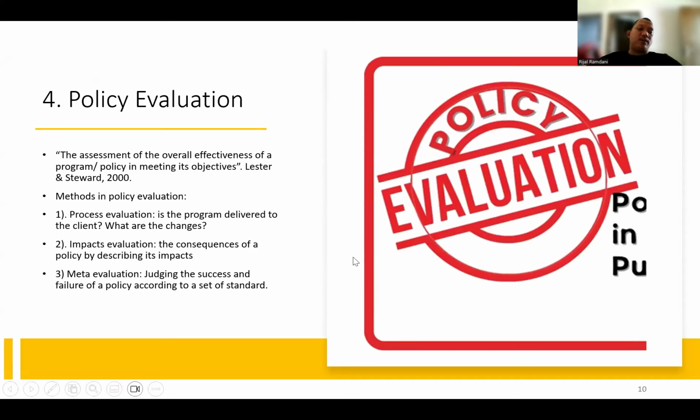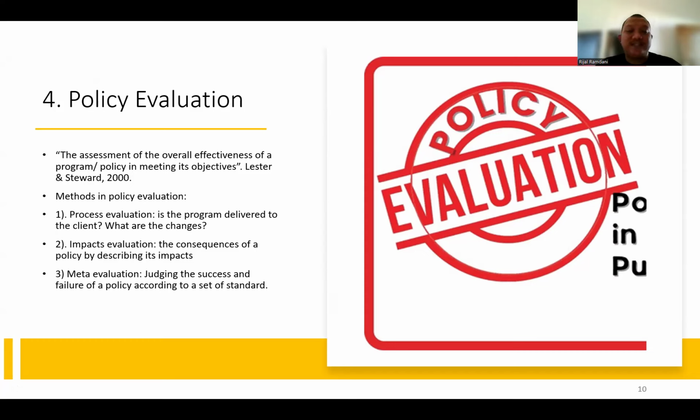The next stage is policy evaluation. It is the assessment of the overall activities, programs, or policies implemented. There are several methods in policy evaluation. The first one is process evaluation: is the program delivered to the client? For example, with a poverty policy, whether the subsidies made by the government are received by the poor people.